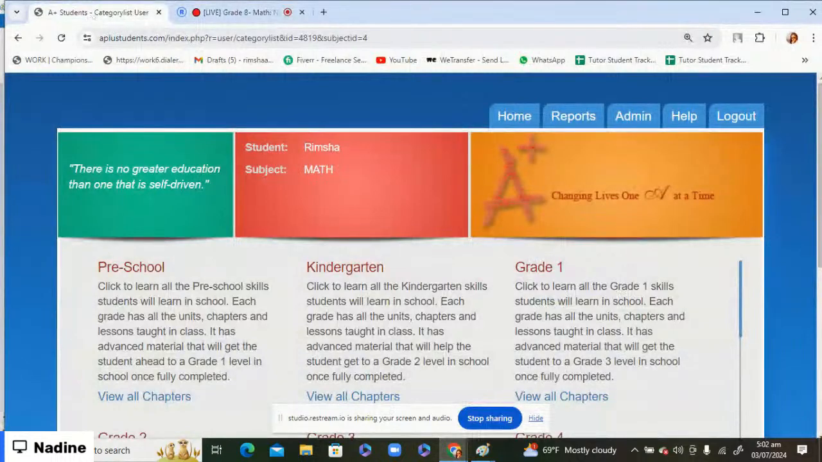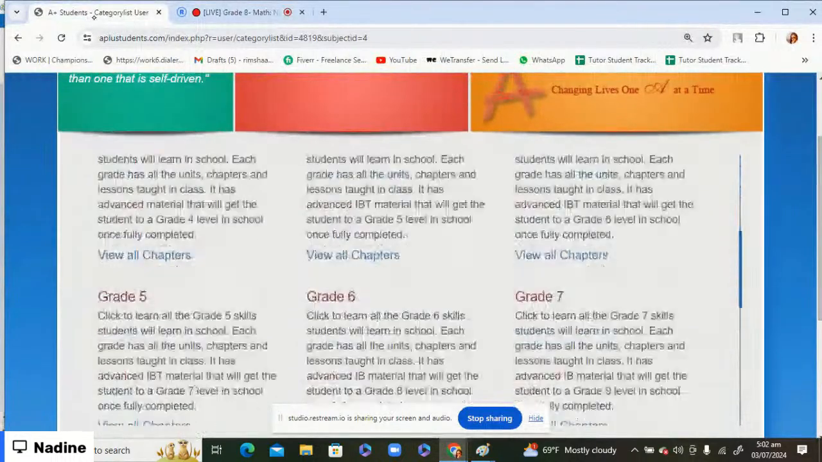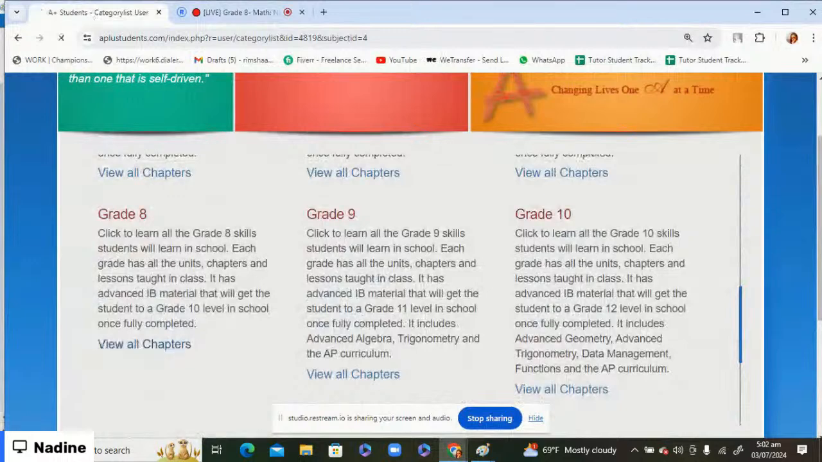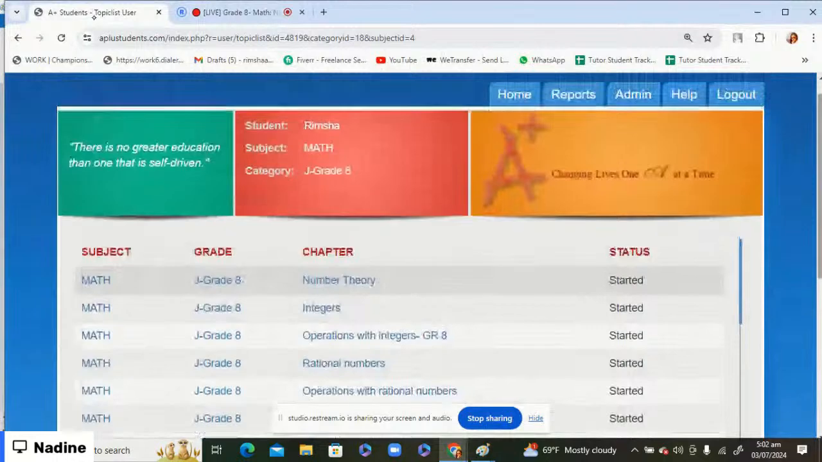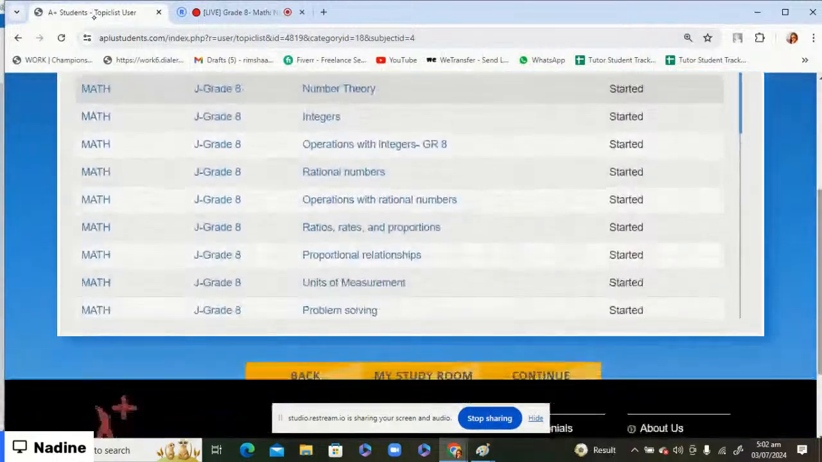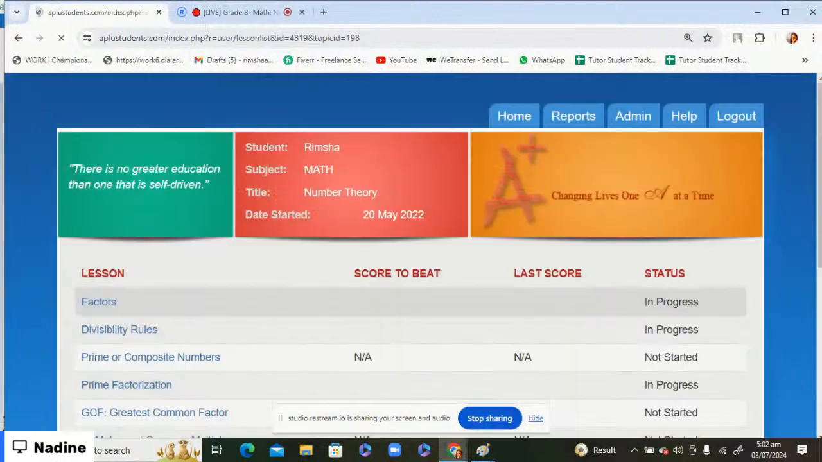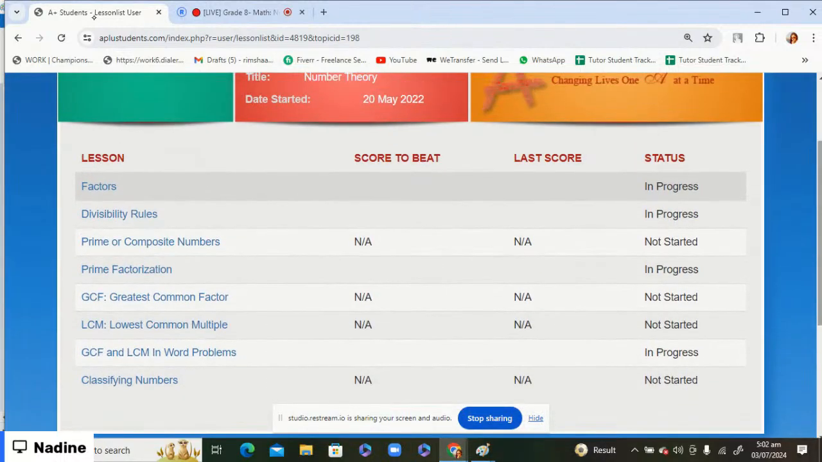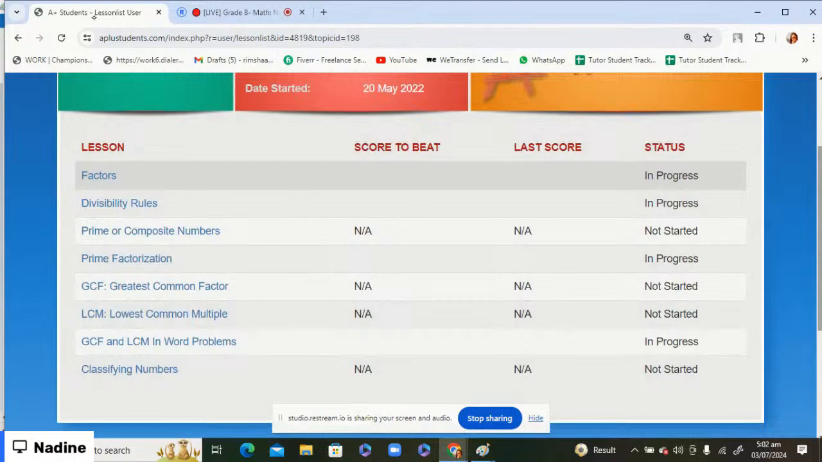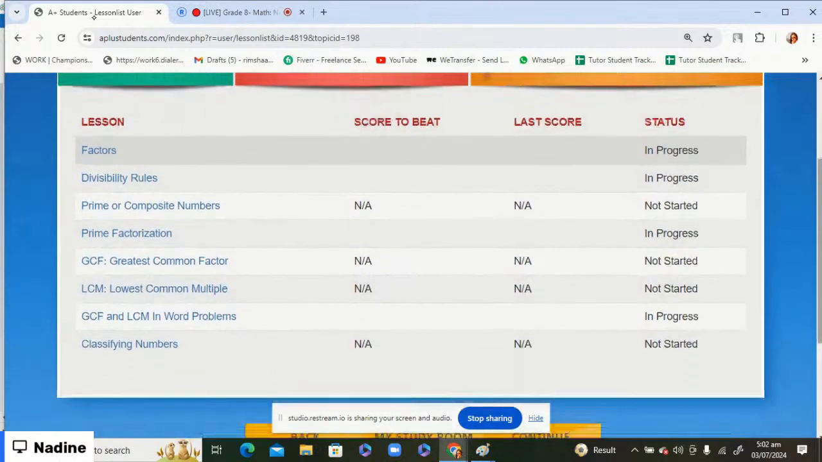Here you go to the subject tab, click maths, then scroll down. Here is the grade 8, view all chapters. Here is the list of the chapters. So, today we start the very first chapter, that is number theory. And then here are the lessons regarding that chapter. Now today we start with factors, the first lesson. Let's do it now.